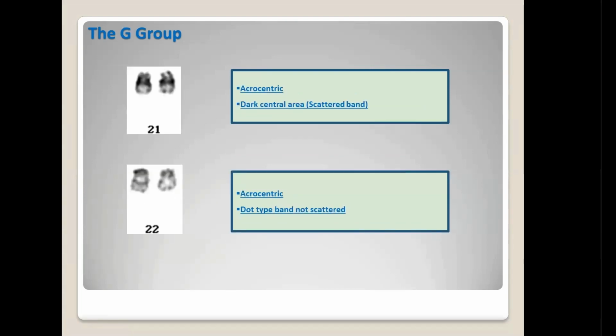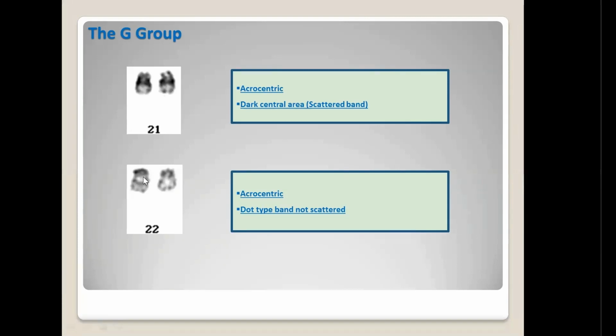Okay, then coming to G group, that is the last group, which includes chromosome 21 and 22. Both are acrocentric chromosomes, but the centromere in chromosome 21 is scattered. It is scattered here, but on chromosome 22, the centromere is dot-shaped, not scattered.